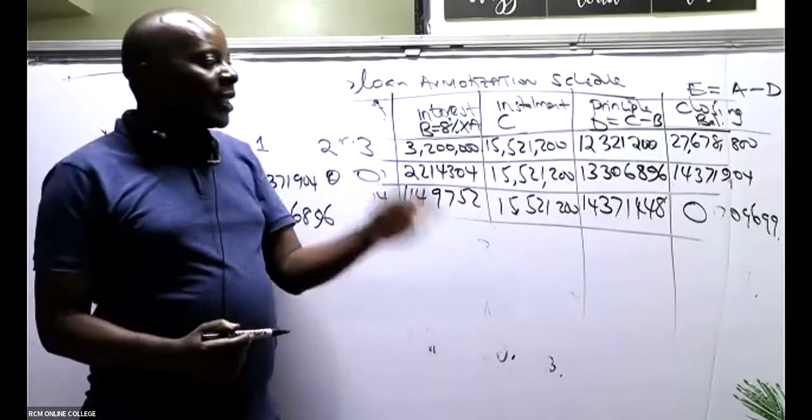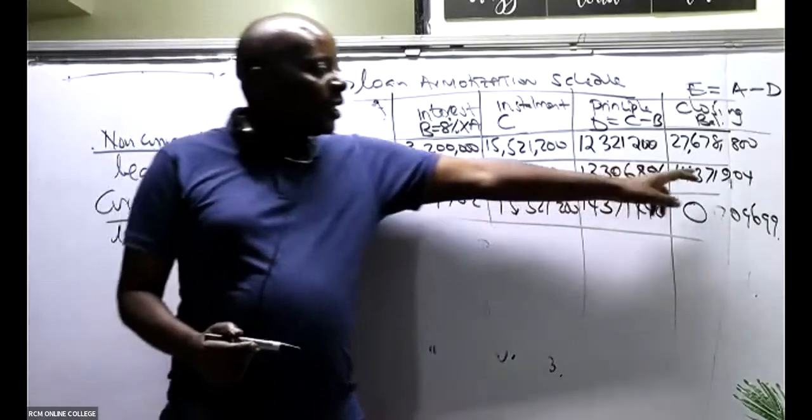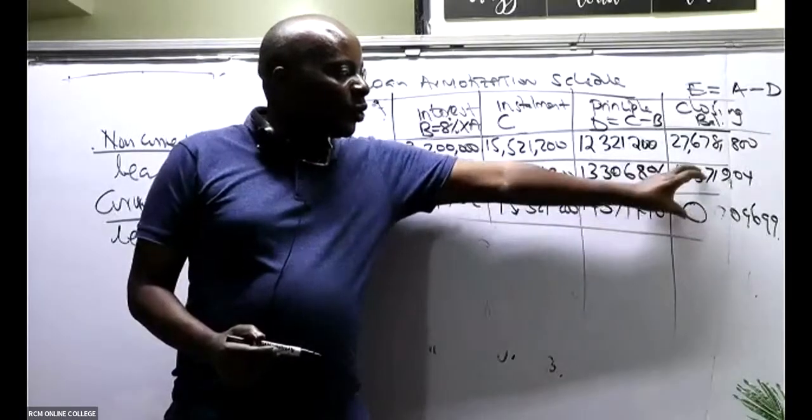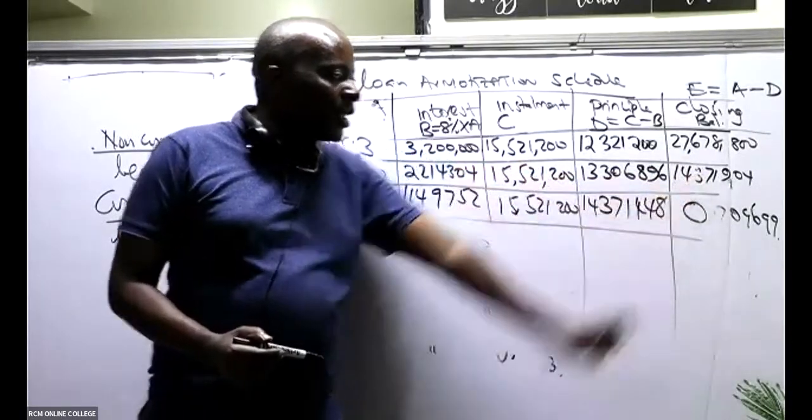And then again, to get the next current liability, you will consider this and this. So what was paid in between here? It will be this 14, something like that.